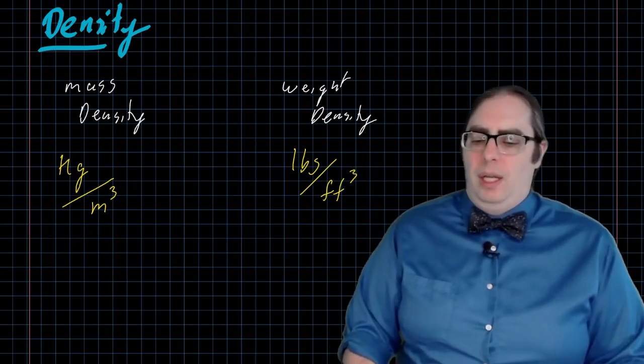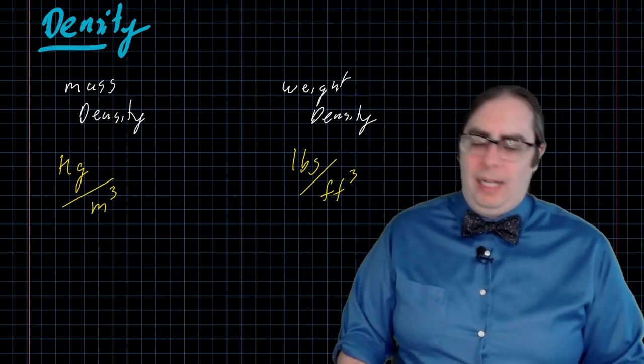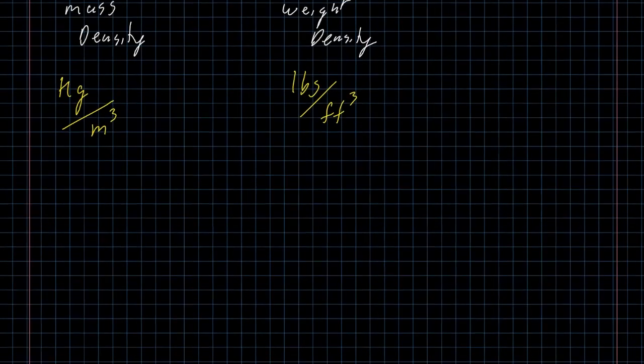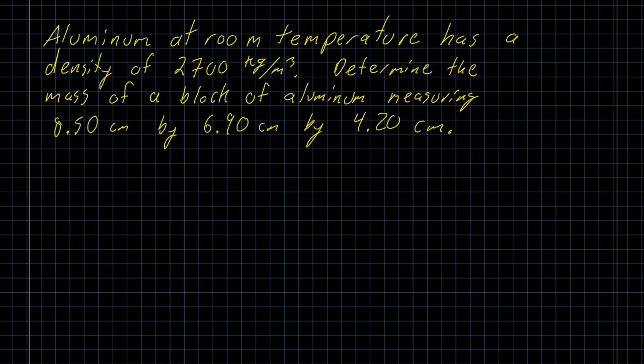All right, let me get my head out of the way now. And let's go through a practice calculation, or maybe a couple. Aluminum at room temperature has a density of 2,700 kilograms per cubic meter. Determine the mass of a block of aluminum measuring 8.5 centimeters by 6.90 centimeters by 4.20 centimeters.